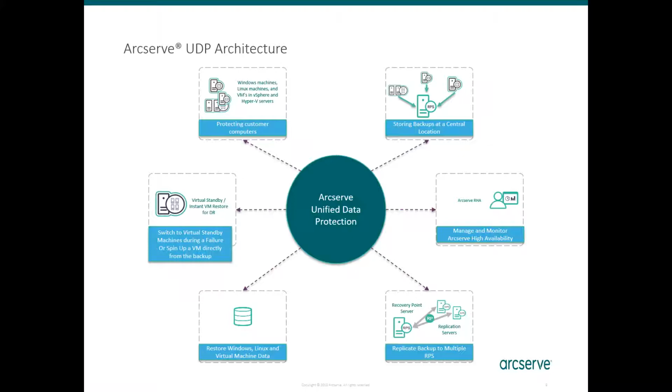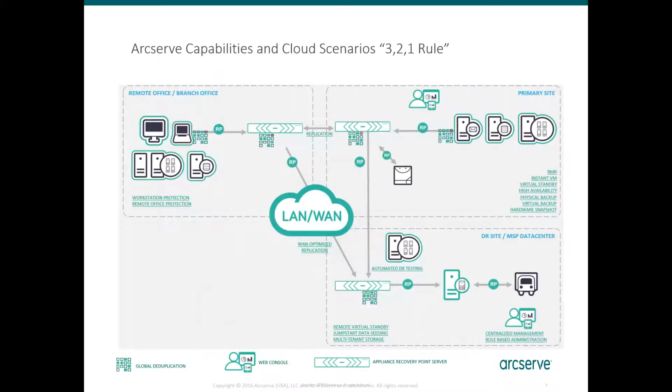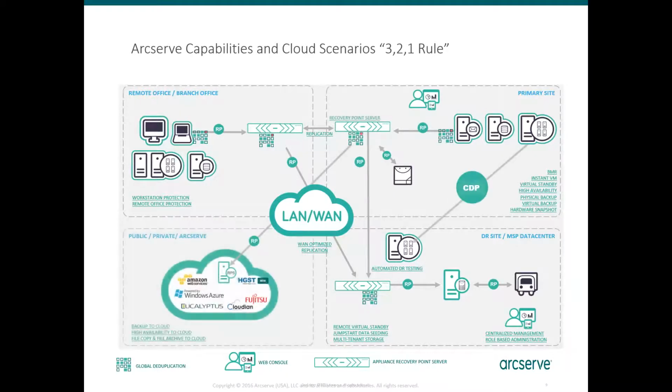So again, this is a high level view of the architecture of UDP. First, we have to protect systems and provide the destination. Once that is done, we can then do restores and other DR features like virtual standby, shared recovery, and replication. Typically, when we deploy the RPS for Arcserve Unified Data Protection, we have it local to your data. As you can see, at my primary site, I have one where I'm protecting some systems. That way, if I need to do recovery locally, it's fast and efficient.